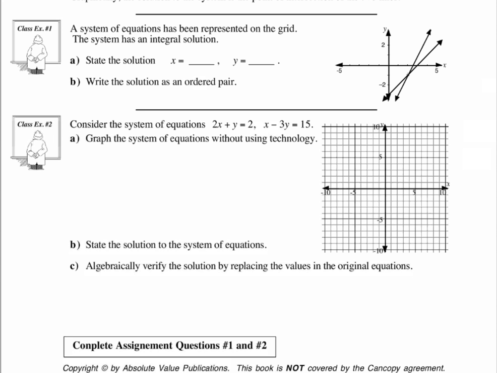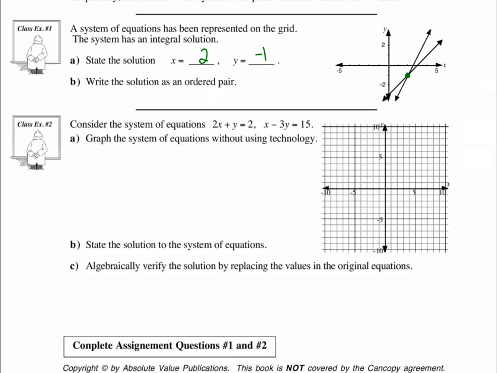A system of equations has been represented on the grid. The system has an integral solution. State the solution. So if it's integral solution, it's saying they're integers. So what would be the solution here? What is this point of intersection? What's x here? 2, and y is? Nope. Careful.